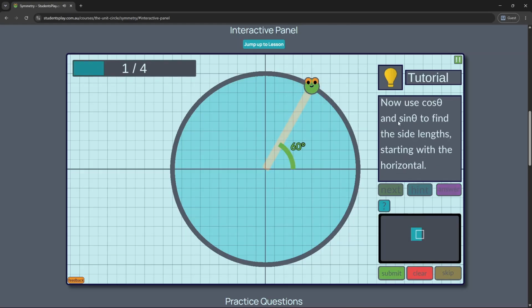Now use cos theta and sin theta to find the side length, starting with the horizontal. So cos of 60 is 0.5. And sine of 60 is 0.87. Huh. It's kind of the same numbers as the last one.